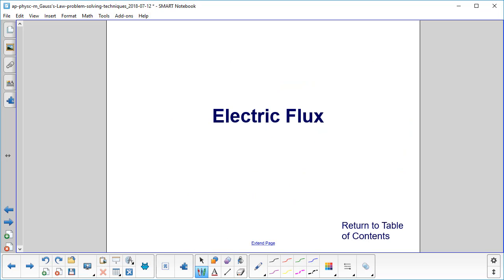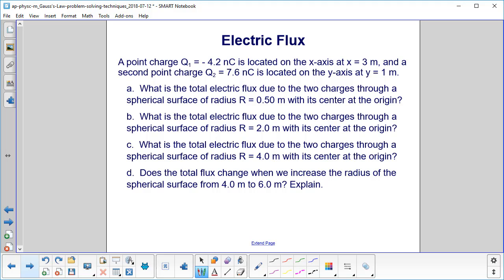Electric flux. We have a point charge, Q1, negative 4.2 nanocoulombs, located on the x-axis at x equals 3 meters. And a second point charge, 7.6 nanocoulombs, is located on the y-axis at y equals 1 meter. What is the total electric flux due to the two charges through a spherical surface of radius r equals 0.50 meters with its center at the origin?